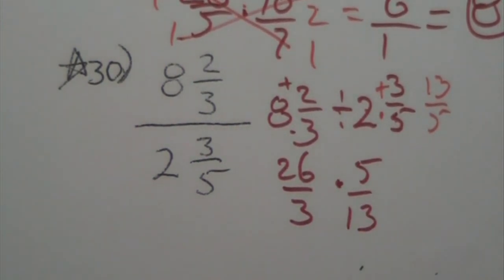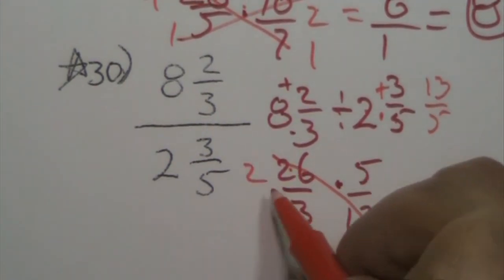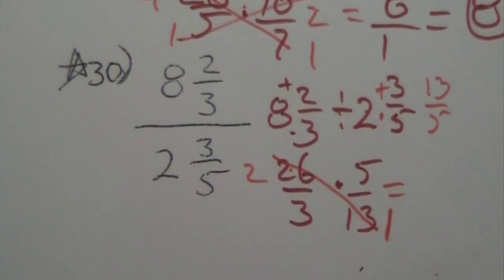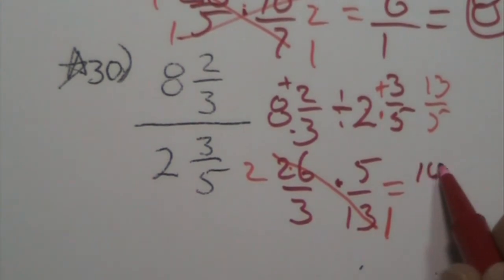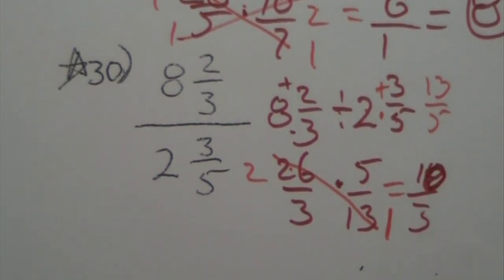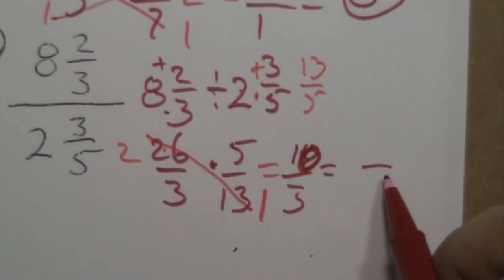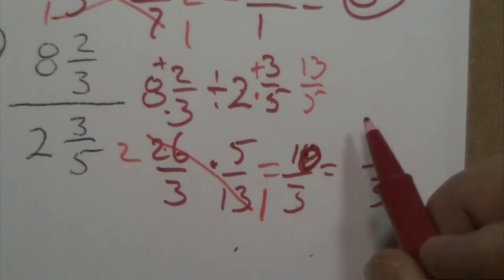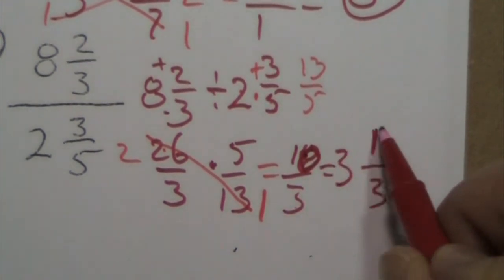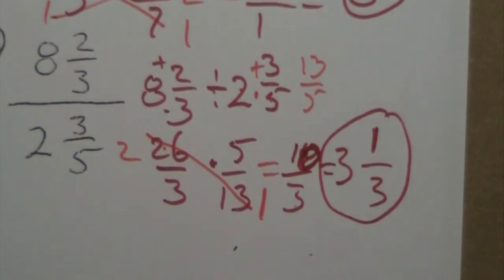Okay, notice that 13 goes into 26. 13 goes in here once, and it goes into 26 twice. So we end up with 10 over 3. 10 over 3. And that can be reduced. 3 goes into 10, 3 times with 1 left over. So it's 3 1/3.